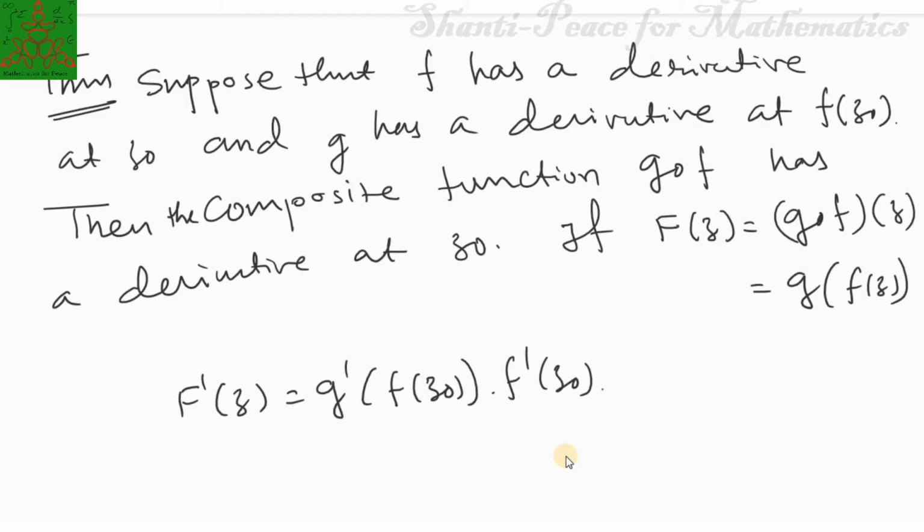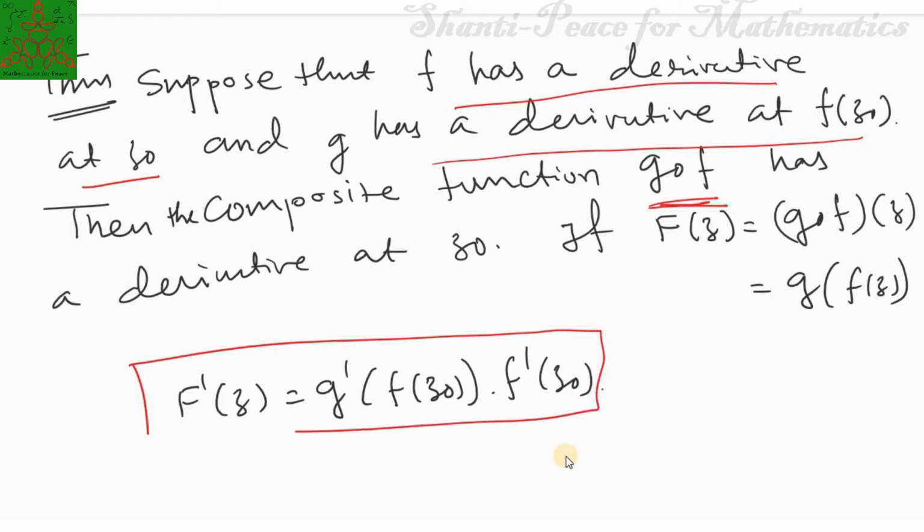So this theorem will state in this manner that if f has a derivative at point z0 and g has a derivative at the point f of z0, then the composition function g∘f has a derivative at the point z0. It means a composition of two differentiable functions is differentiable. Also, we have a chain rule for that: the derivative of that composition function will be the derivative of g at f of z0 times f dash of z0.